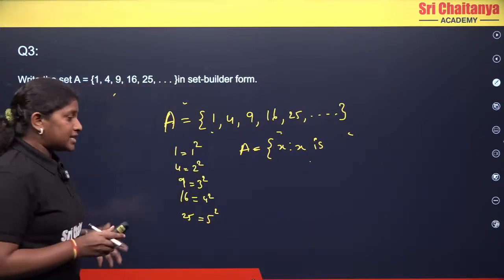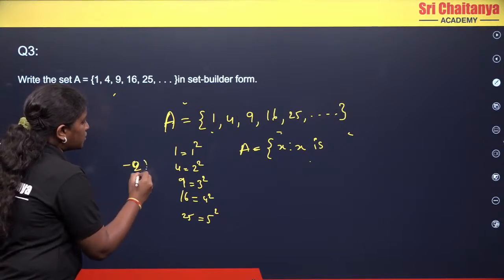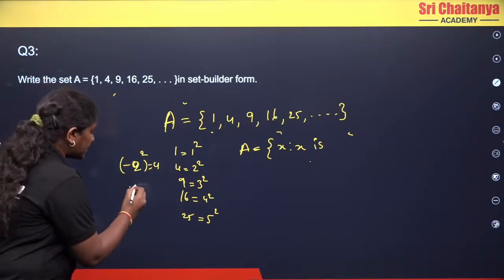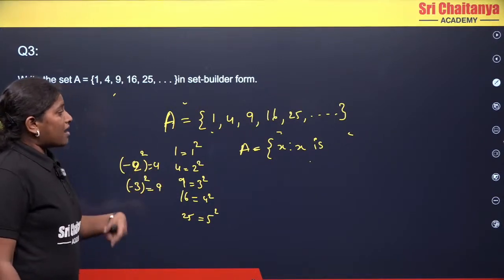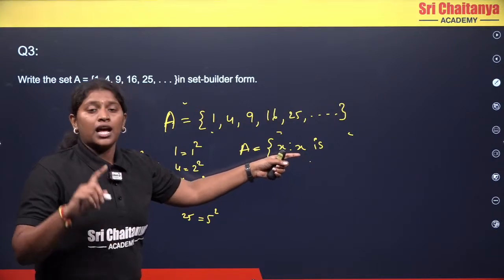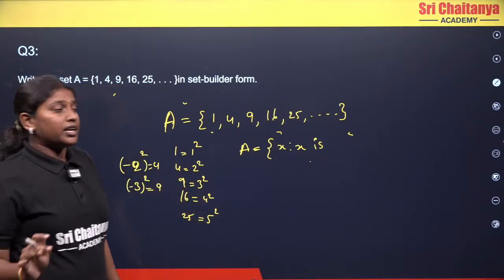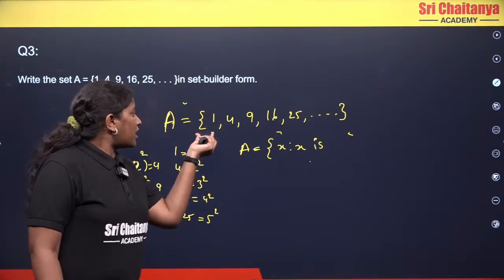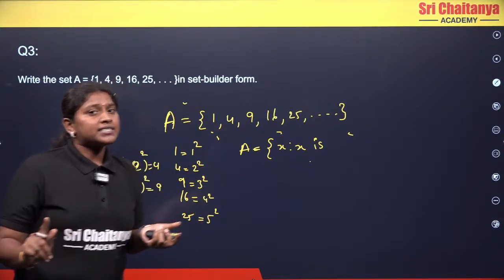Okay. But there is a possibility that we can take minus 2 whole square. Minus 2 whole square is also 4 and minus 3 whole square will be also 9. So our possible x values will be plus or minus 1, plus or minus 2, plus or minus 3 like that, which become our integers. Okay. But I can't include the integers. Why? Because I am not having 0. So we are not going to consider them as the integers.